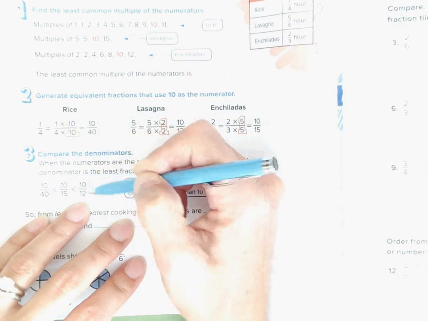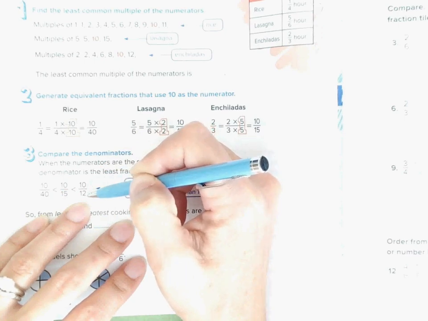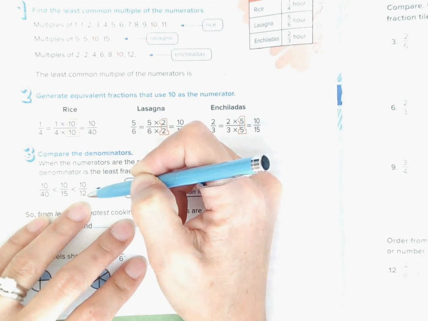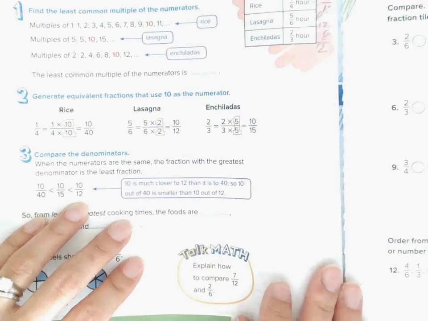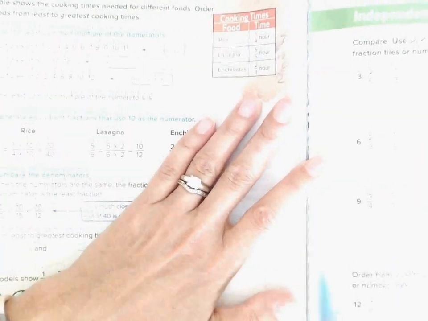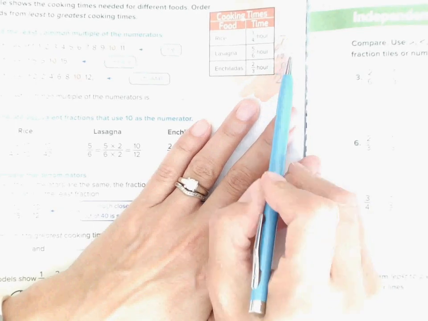Okay, so 10/12, this is what helped Anderson a little bit, is really close to 12/12. And remember, 12/12 is a whole, so that's why this one is the greatest. But what Anderson and I did up here is we did practice some more with creating that same denominator.